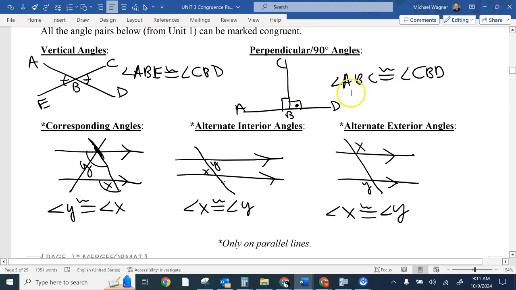Okay, so now you're ready to do the assignment for today, thinking about these various principles that you're going to be using.